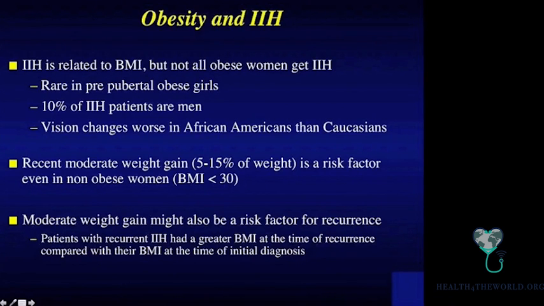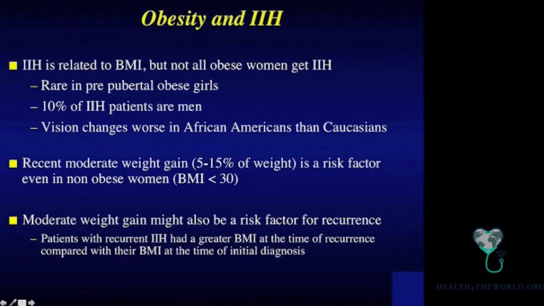Now, I mentioned that this is seen in obesity. It's rare in pre-pubertal obese girls, which is sort of interesting. Why that would be, who knows. 10% of patients are men, so it's not all women who are affected. And vision changes are worse in African Americans, and I presume in Africans, compared to Caucasians for some unknown reason. We don't know why. I don't know whether that has anything to do with where people deposit fat or if there's any sort of other racial component here. On the other hand, it has been noted that vision changes are worse in patients of African descent, which you might find valuable.